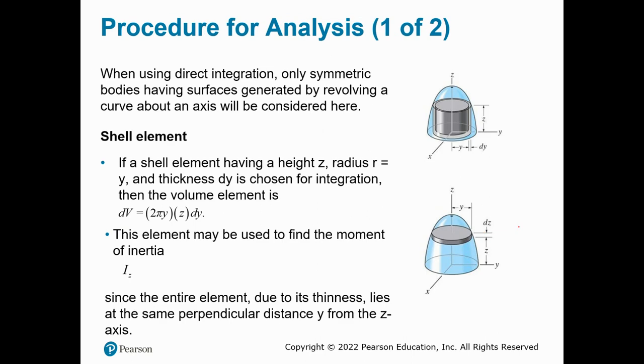When using direct integration, only symmetric bodies whose surface is generated by revolving a curve about an axis will be considered here. For shell elements, if a shell element has a height of z, radius r equals y, and the thickness dy is chosen for integration, then the volume element is dV equals 2 pi r z dy. This element may be used to find the moment of inertia Iz, since the entire element, due to its thickness, lies at the same perpendicular distance y from the z-axis.